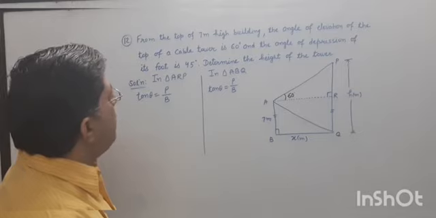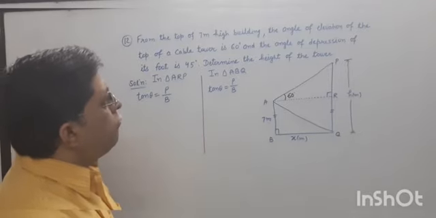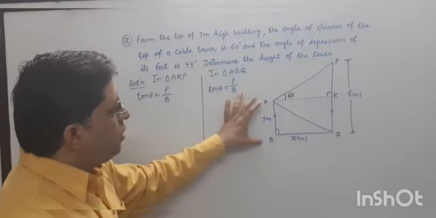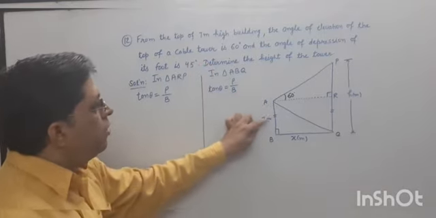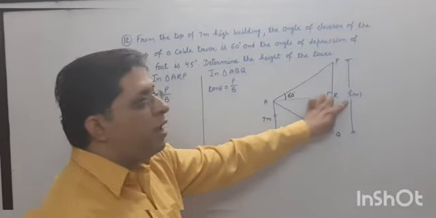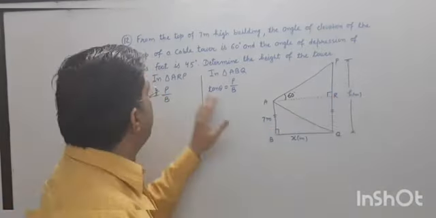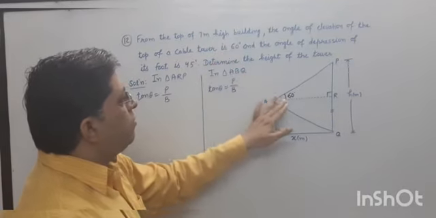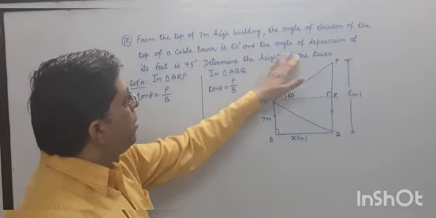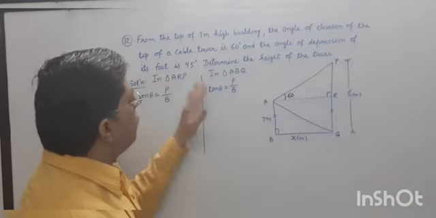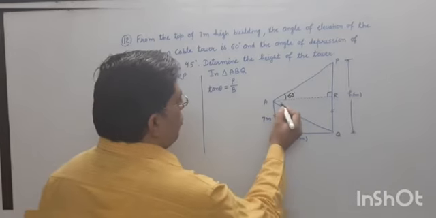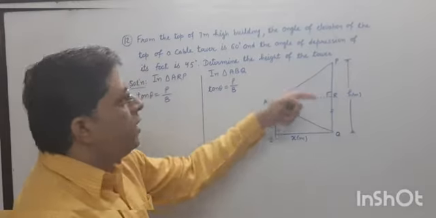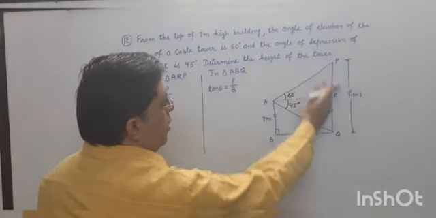Find the height of the cable tower from the top of a 7 meter high building. The angle of elevation of the top of the cable tower is 60 degree. AB is the building, height is 7 meter, and PQ is the cable tower, its height let's say is h meter. The angle of elevation is given to you as 60 degree, and the angle of depression of its foot is 45 degree. This is the angle of depression. Determine the height of the tower. You have to find h.